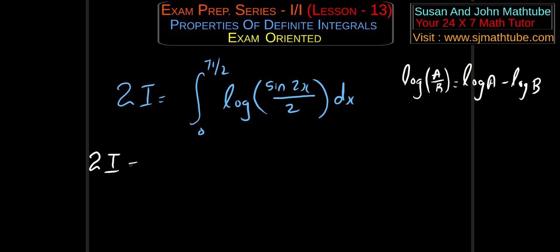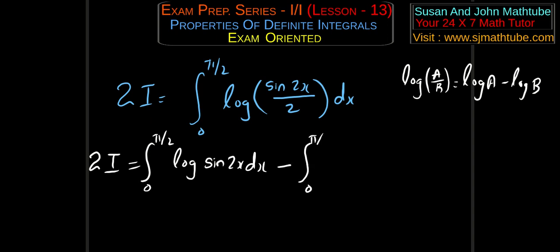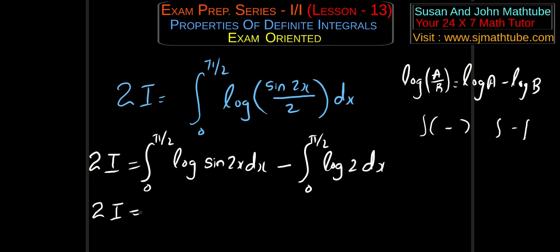So we get 2I is equal to integral 0 to pi by 2 log sine 2x dx minus integral 0 to pi by 2 log 2 dx. Of course, I skipped a step. First, this became log a by b, that is log a minus log b. And then what I did is I split the integral into 2.